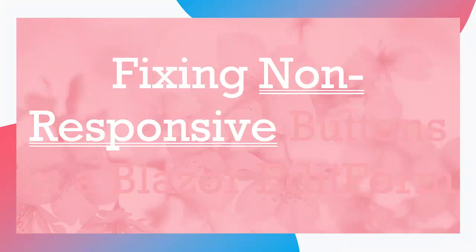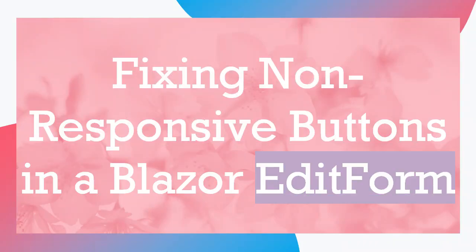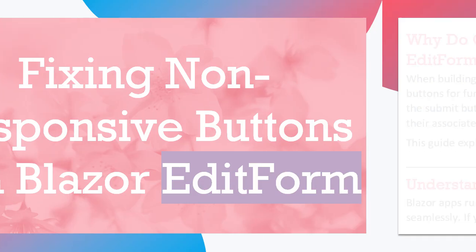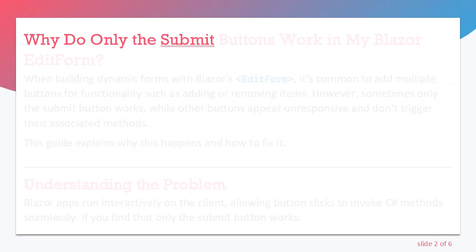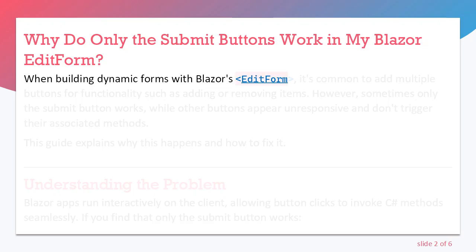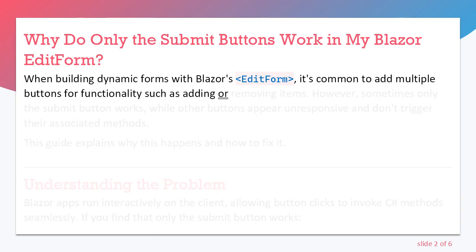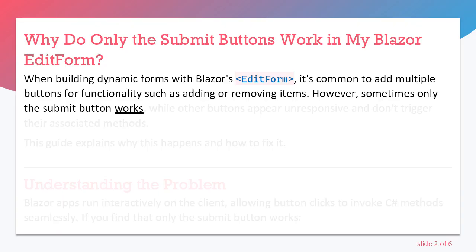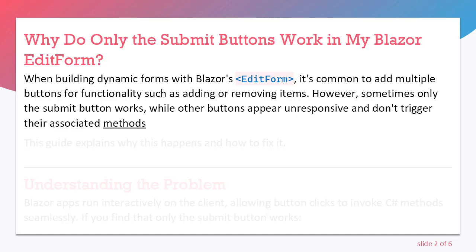Fixing non-responsive buttons in a Blazor EditForm. Why do only the submit buttons work in my Blazor EditForm? When building dynamic forms with Blazor's EditForm, it's common to add multiple buttons for functionality such as adding or removing items. However, sometimes only the submit button works, while other buttons appear unresponsive and don't trigger their associated methods. This guide explains why this happens and how to fix it.